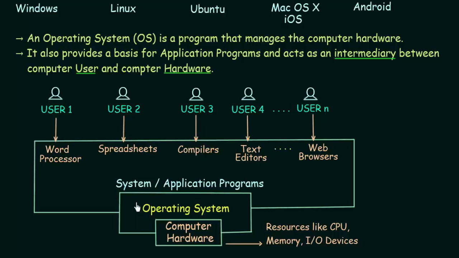So it is an intermediary that acts between the computer hardware and the user. Let us take our first example. Suppose that user 1 wants to type something and save it into his Microsoft Word. So what he does, he just double clicks on that Microsoft Word, and then the rest of the things the operating system takes care of.